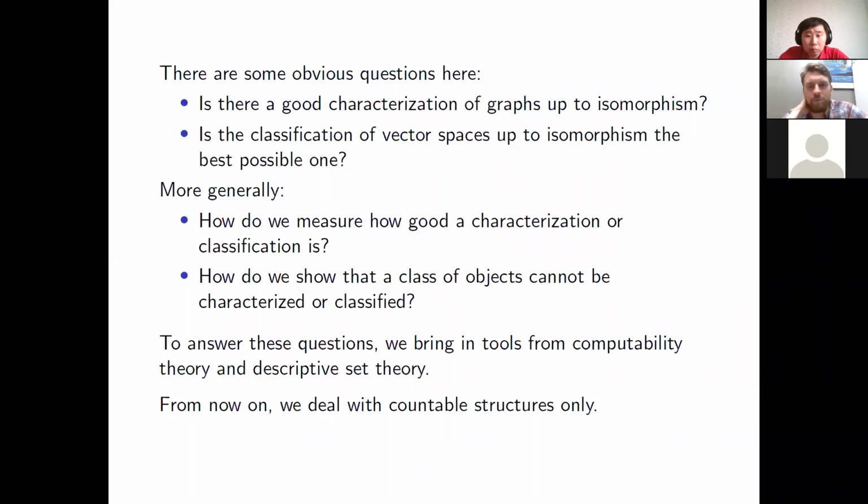Or how do we even show that a class of objects can't be characterized or can't be classified, right? And so this is where these tools from computability theory and descriptive set theory are going to come in to say what it means to be good or simple or things like that. And so from now on, we're going to deal only with countable structures, countably infinite structures. There are ways of dealing with uncountable structures, but the basic tools of computability theory and descriptive set theory are really made for dealing with countable structures. So everything will be countable from now on, even if I don't say it.